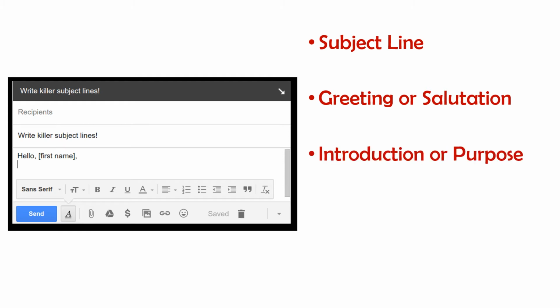The next is introduction or purpose. Now, this provides a summary of the issue or request and sets a context of the email for the recipient. Try to keep the intro crisp and concise while explaining the purpose of the email. This should be not more than 1 or 2 sentences at most, as you would be adding the necessary detail in the main body of the email. Also, please try to avoid emails that span more than one topic or request unless they are closely related or linked to each other.